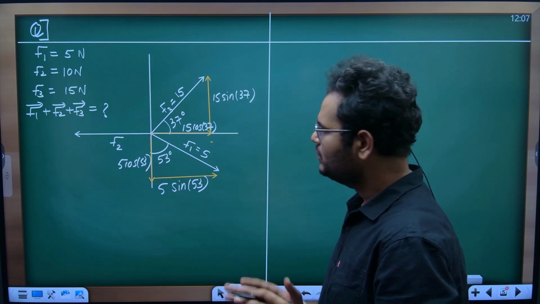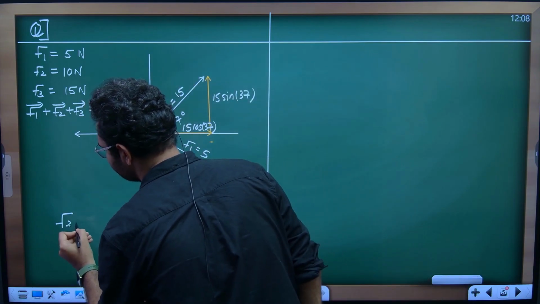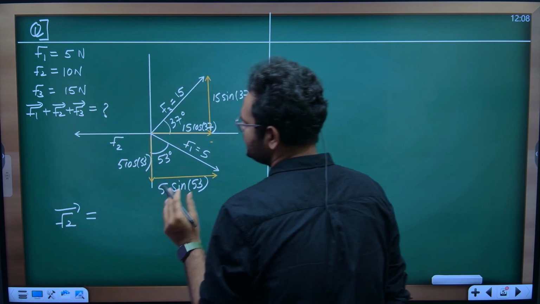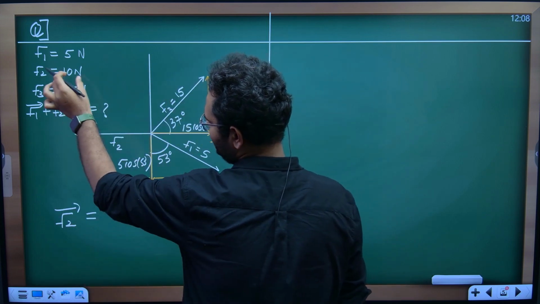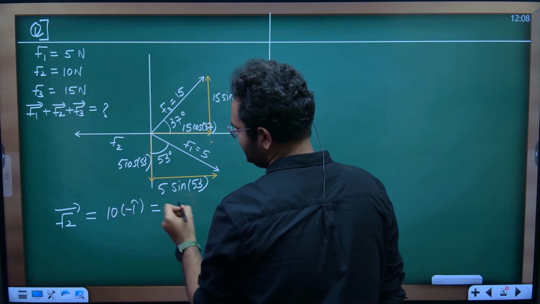Now what we have to do? Simply we will write the vectors as they are. First, the easiest vector is f2. What is the magnitude of f2? 10. But I will write minus 10. Why? Because it is in minus x. So minus 10.